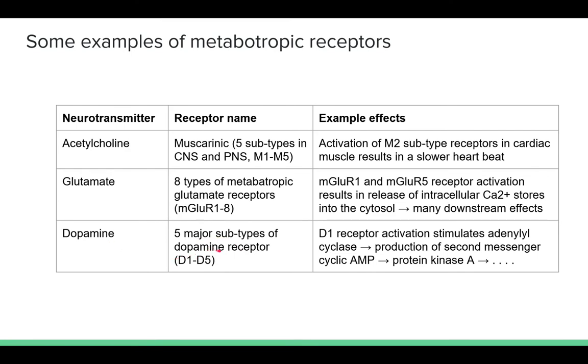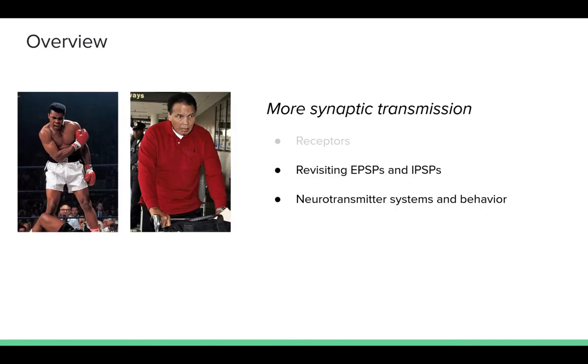Finally, dopamine has 5 different major subtypes of receptor labeled D1 through D5. D1 receptors, just as an example, have effects on some of the classical intracellular second messengers. Hopefully you remember from your molecular biology, the second messengers are adenylyl cyclase, cyclic AMP, and protein kinase A, PKA. D1 receptors directly activate that sequence of second messengers. All right, that gives you a basic overview of what receptors are and how they have their basic actions.